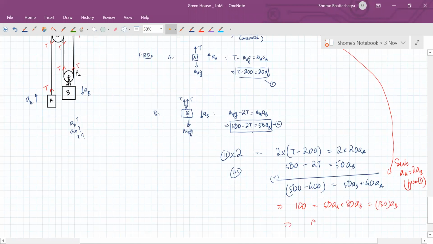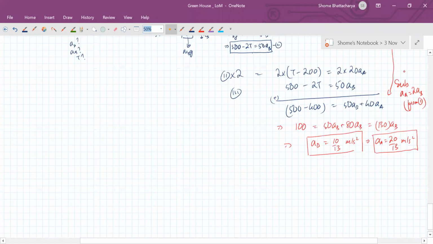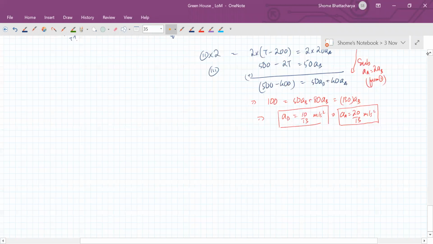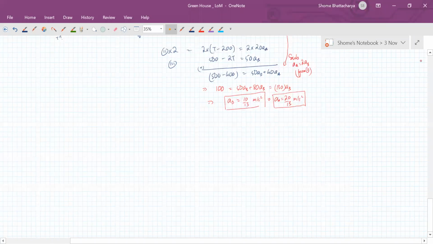So acceleration of B is becoming how much? It is becoming 10 by 13 meters per second square. And acceleration of A is double of that, so it is 20 by 13 meters per second square. You can leave the answer in fraction, or you can simplify it as a decimal also. It doesn't really matter. Typically in questions of this type, the options will be given in fractions only. So 10 by 13 is fine.